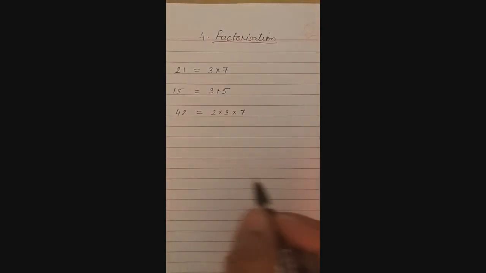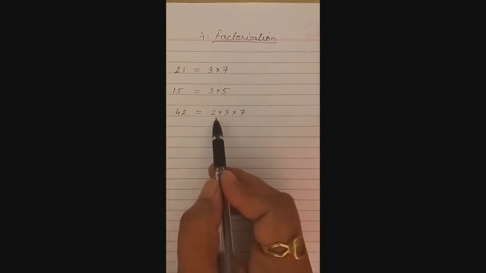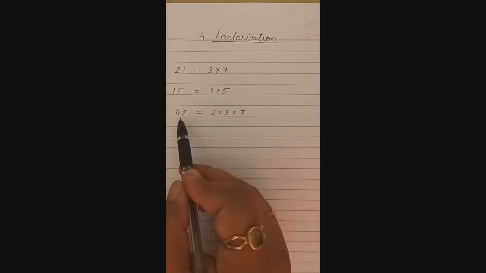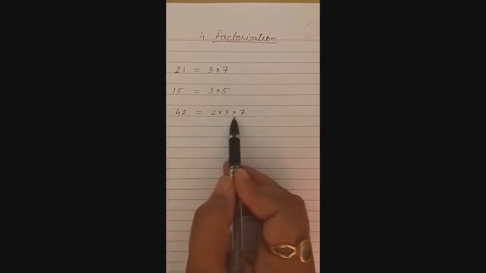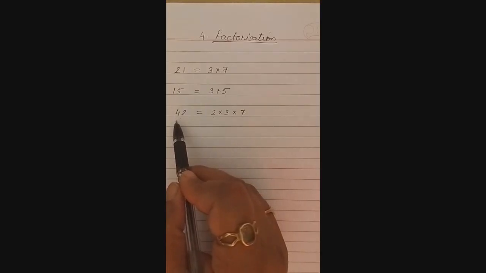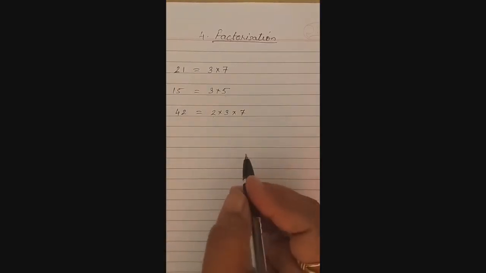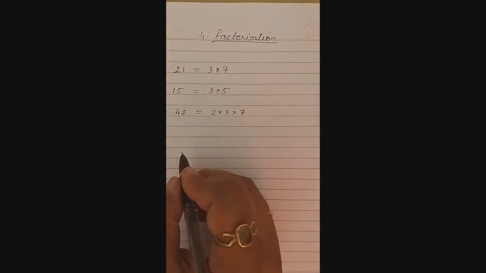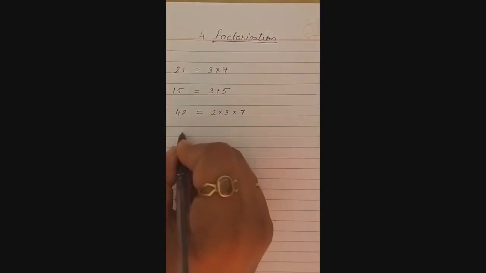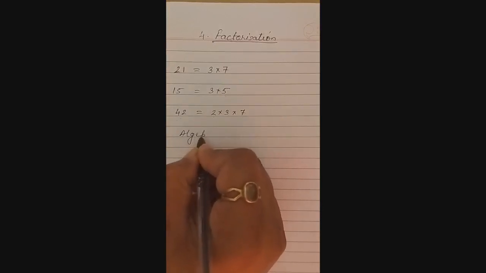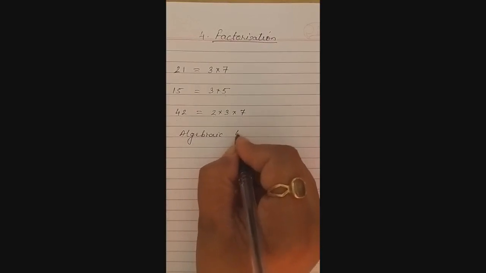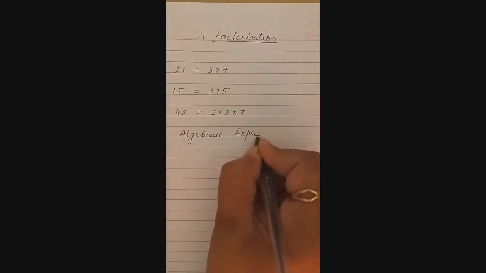So prime factors of 42 are 2 into 3 into 7. Now see children, if you multiply 2 into 3 into 7, you will get 42. That means if you multiply prime factors, you will get the original number. Same way, now in 9th class, we are going to study how to factorize algebraic expressions. We are today going to learn how to factorize an algebraic expression.